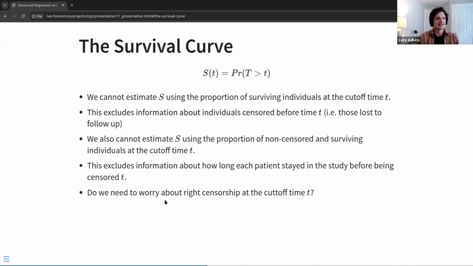And so I think that makes sense. One question I had is, in this conceptualization where your quantity of interest is the probability of surviving till time t, do we need to worry about right censorship at the cutoff time?